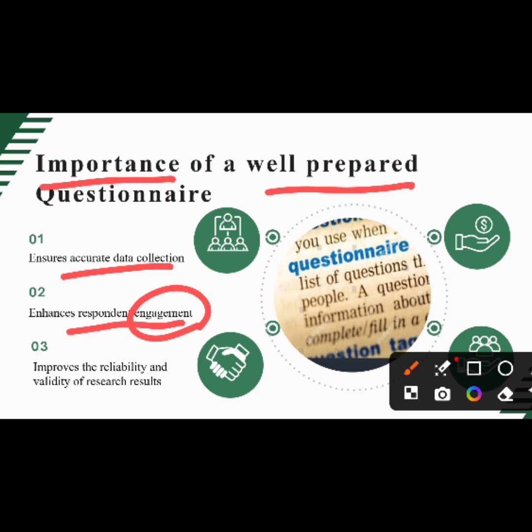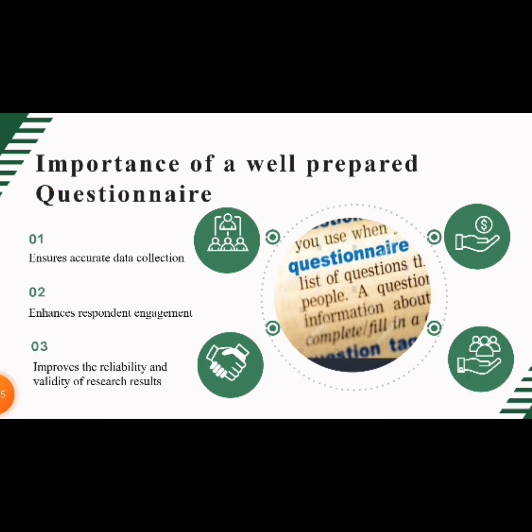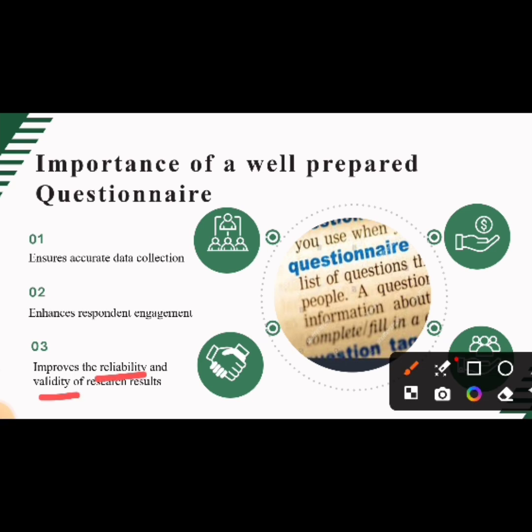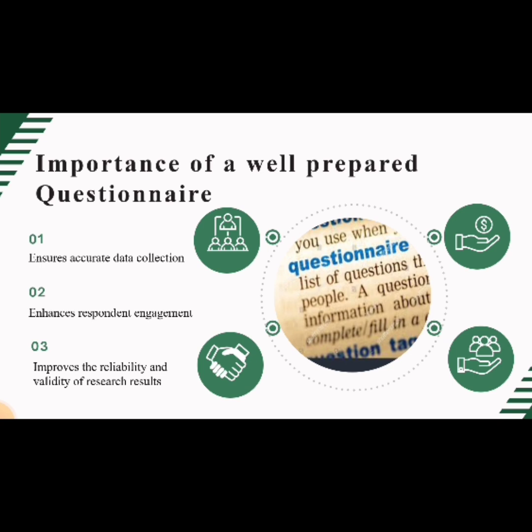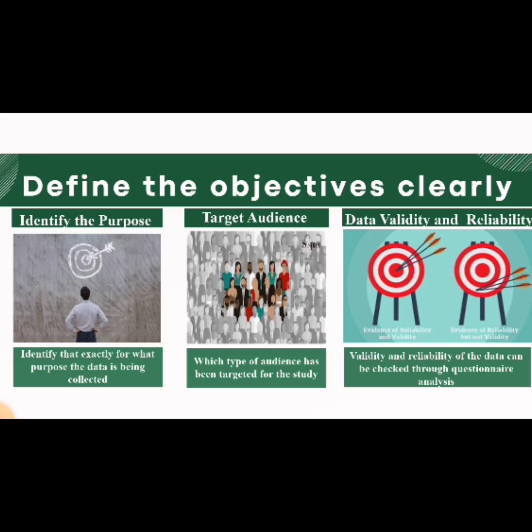Then it improves the reliability, okay, and validity of the research results. We have to check the reliability and validity, means some questions are reliable but not valid, and some are valid but not reliable. Means they have to ensure that the data is accurate. Okay, reliable means it is true in nature. Okay, it is sufficient to prove our hypothesis.